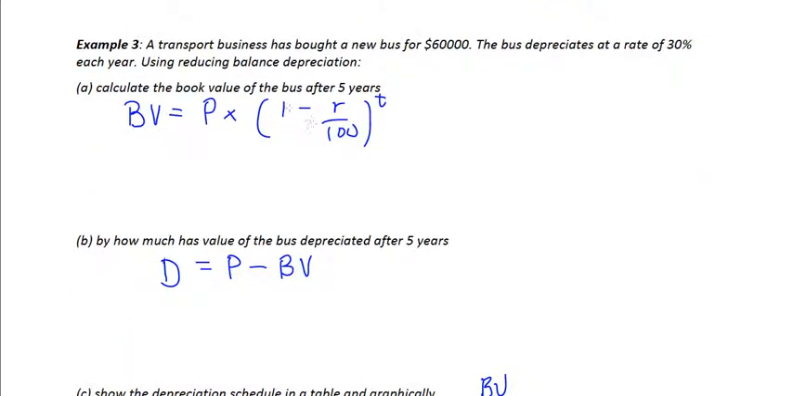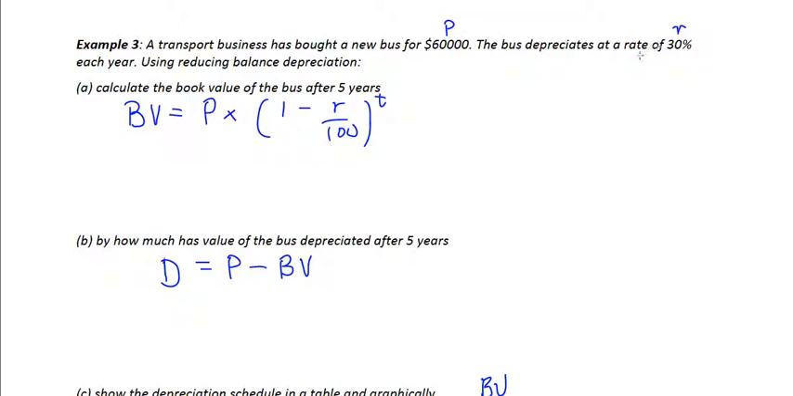And I've just rewritten the formula down there so that we can complete this question. A transport business has bought a bus for $60,000. There's our purchase price. It's depreciating a rate of 30% each year. It's losing 30% of its value every year. So this is a reducing balance depreciation.